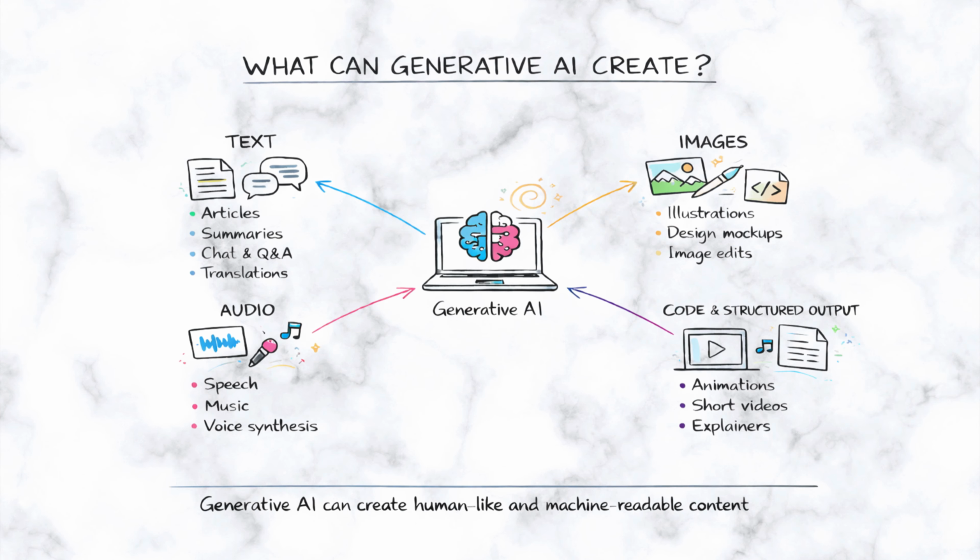So what can generative AI actually create? As we have seen a few examples in previous slides, let's see some more examples. It can generate text such as articles, summaries, conversations, and translations. It can create images and design assets from simple descriptions, produce speech and music, and even generate videos and animations. For developers, generative AI can write code, fix bugs, and return structured outputs like tables or JSON. Because of this wide range of capabilities, generative AI is considered multimodal.